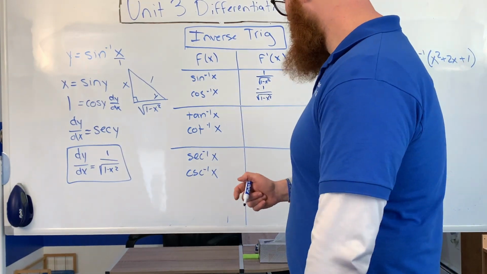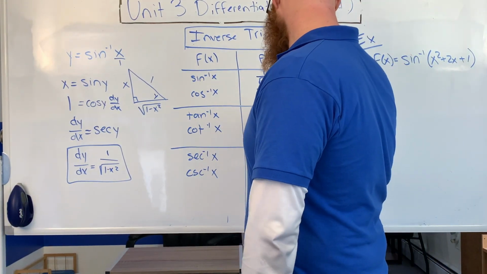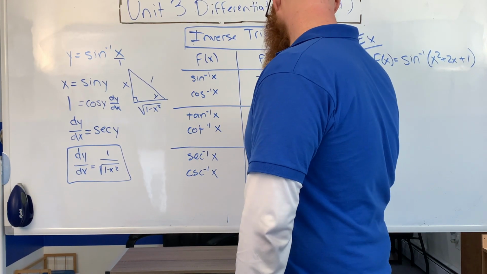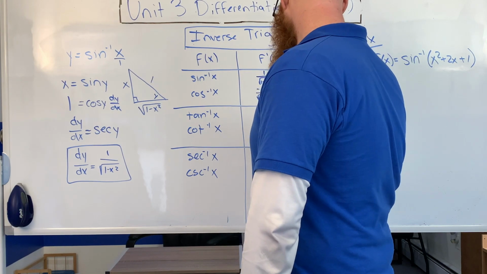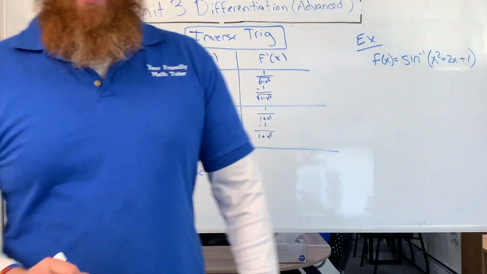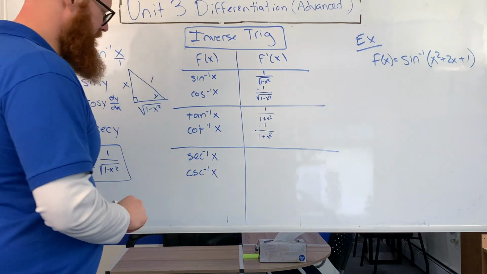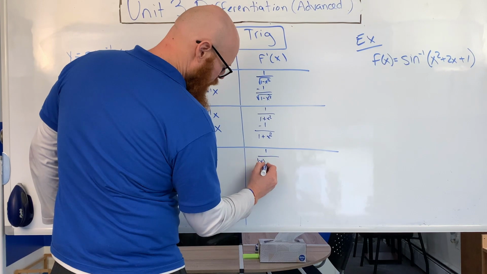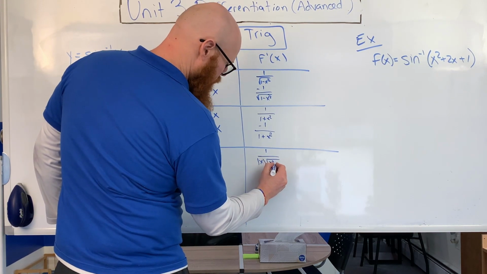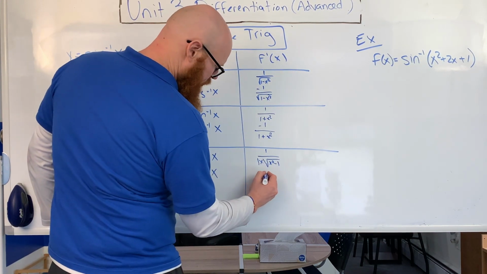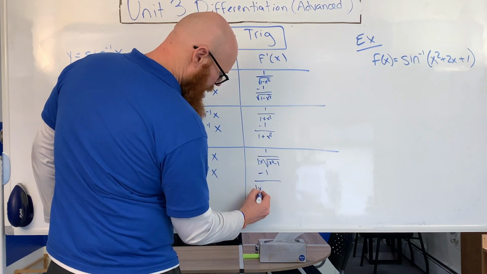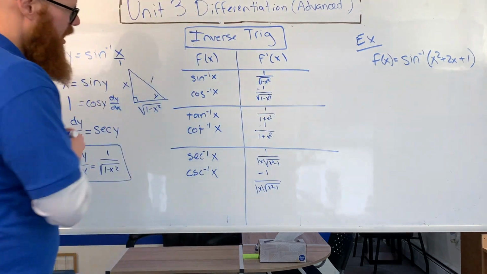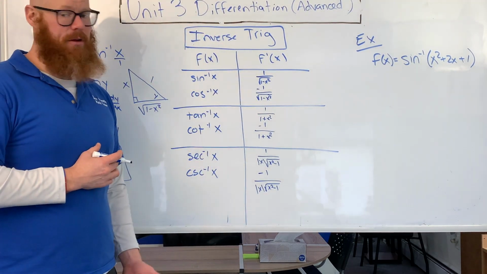The other ones are tan inverse is 1 over 1 plus x squared. So therefore cotan inverse is negative 1 over 1 plus x squared. And then secant inverse is 1 over the absolute value of x times the square root of x squared minus 1. And cosecant inverse is negative 1 over absolute value of x root x squared minus 1. All right, so these are unfortunately ones that you're just going to have to commit to memory.